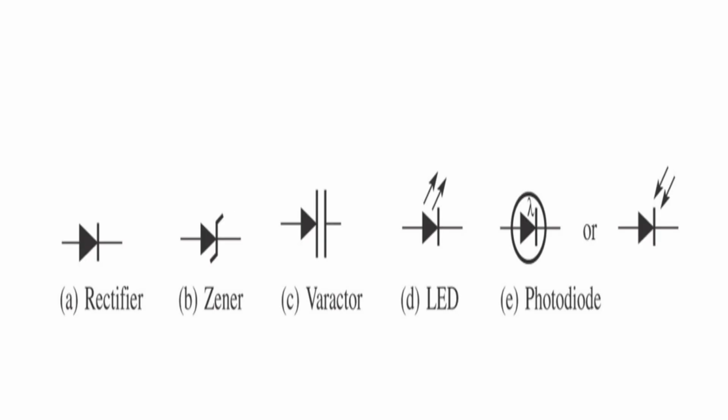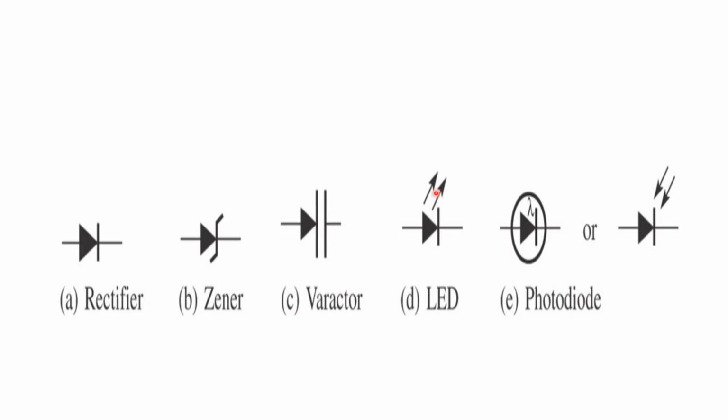These are the symbols for the different diodes. This is the normal P-N junction diode, which acts as a rectifier, a switch, like that. This one is the Zener diode. The symbol is Z-type at the cathode. This is the varactor diode, a variable capacitor. This is an LED, light emitting diode.